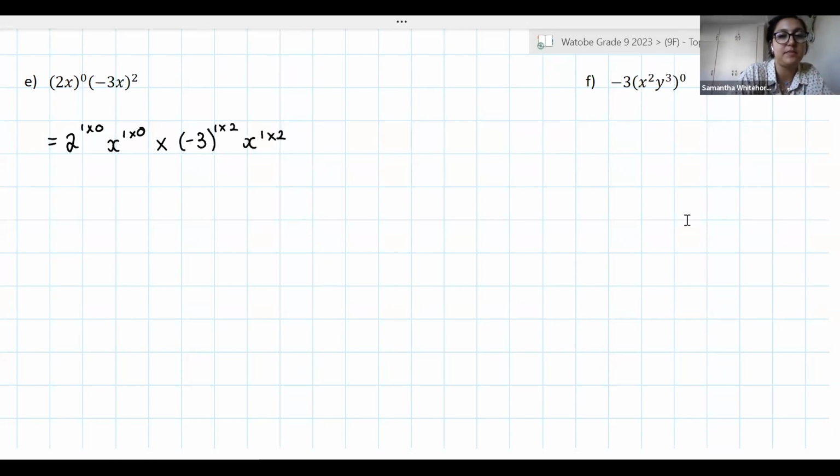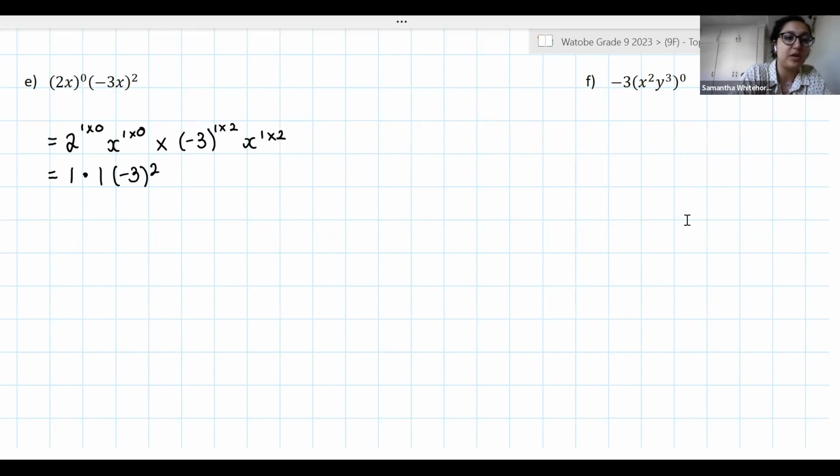So then what happens? 2 and x are equal to 1 because they have exponents of 0. Perfect. And then I said 1 times, for negative 3, I said 1 times 2 is 2. I got negative 3 to the power of 2. Mm-hmm. Which is? Ma'am, what is negative 3 to the power of 2? Oh, I said 1 times 1 times negative 3 to the power of 2. Okay, that's fine. And then I said x to the power of 2.